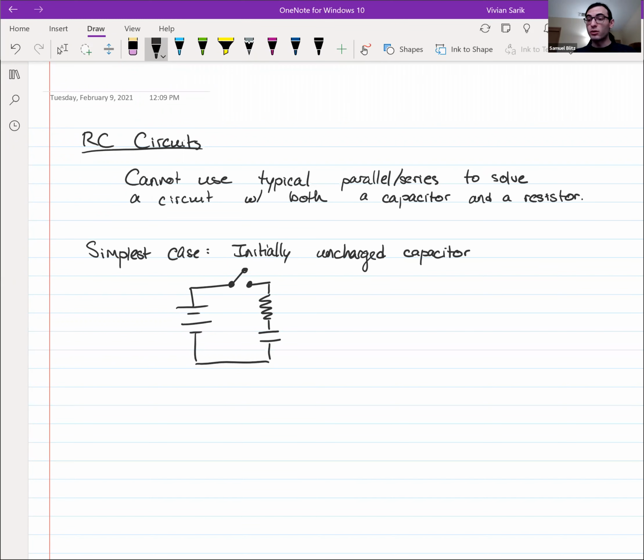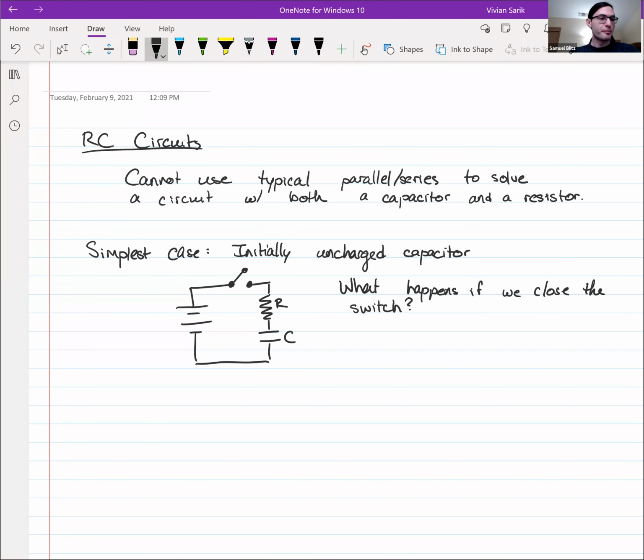RC stands for resistor capacitor. Sorry if that wasn't clear. Initially there's no current flowing at all because the circuit is broken. The switch is open, so there's no current flow. So the question is what happens if we close the switch? You might think that current shouldn't flow, because how does current flow through a capacitor when it's just two plates that aren't connected? But then at the same time, we do know that somehow the capacitor is going to get charged. So it might seem a little confusing.